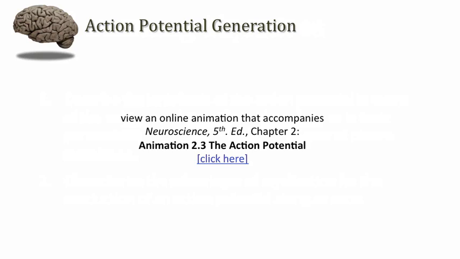Okay, well, I think we're ready to move on. And let's consider some of the properties again of an axon and some of the limitations that need to be overcome as we consider what it takes to propagate an action potential.